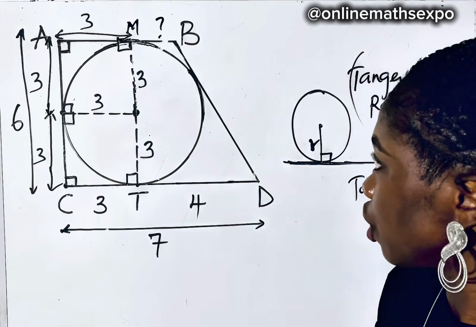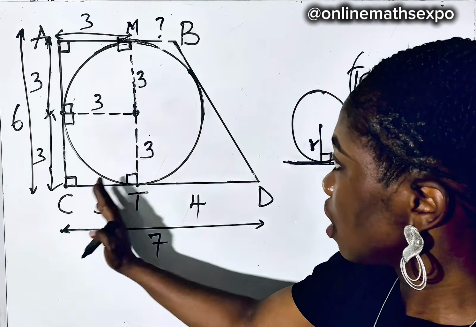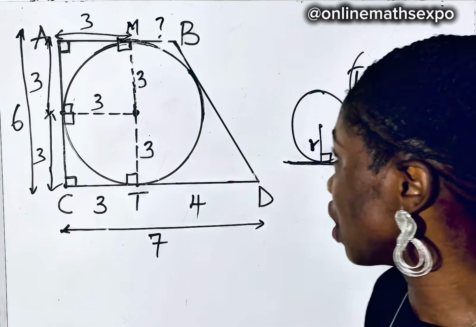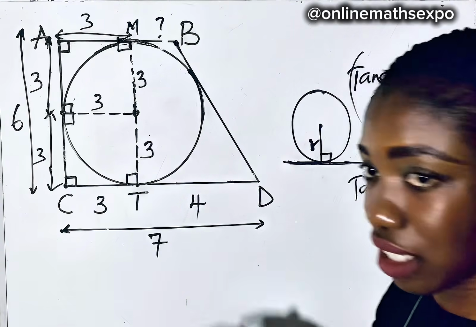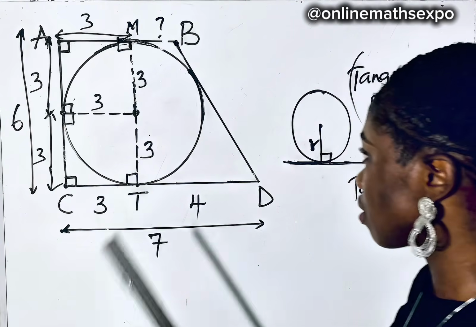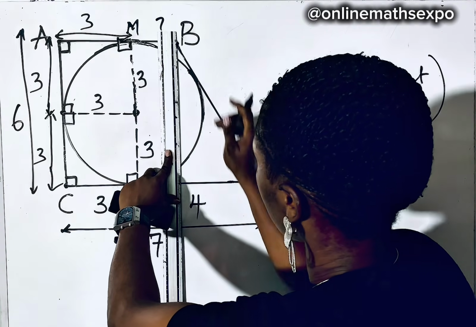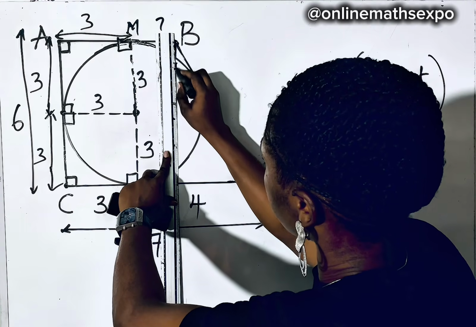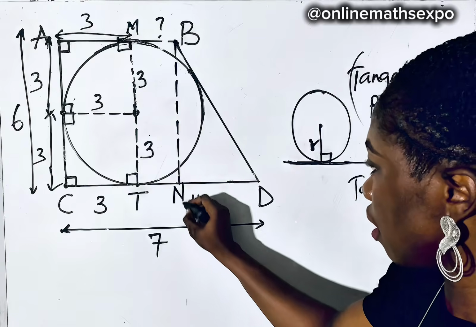What we need to do is observe that this length AC is parallel with this. So we are free to create another parallel line from this B to drop at line CD. Let's do that. So if you do that, this is what we have. Just drop another line parallel with AC. So we have it this way. Now we can call this line here N.